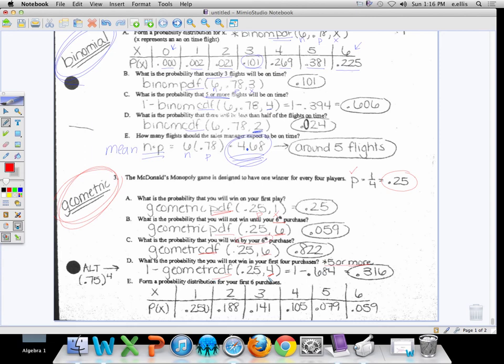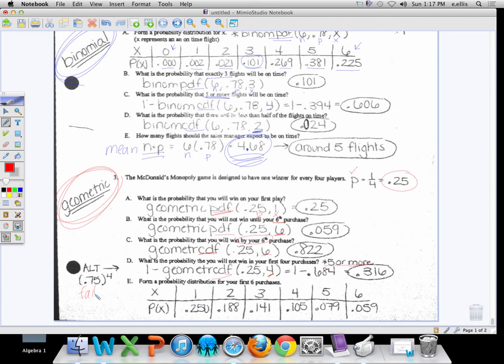The alternative is if you are not winning in your first 4, you're losing, which your probability of failure over here on the left is 0.75. You're losing those 4 games. It'll also get you 0.316.